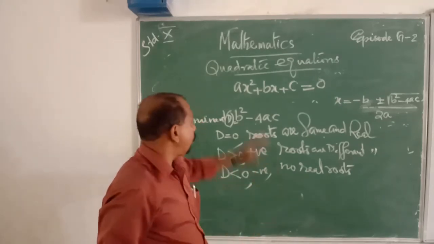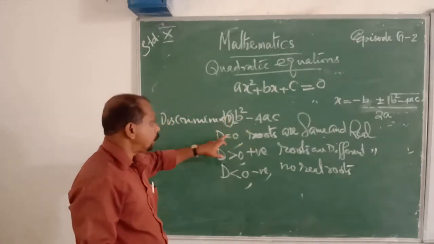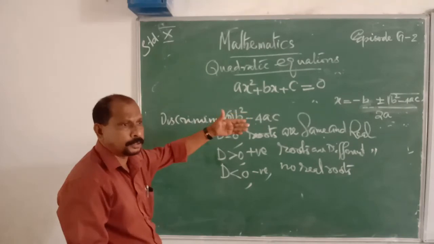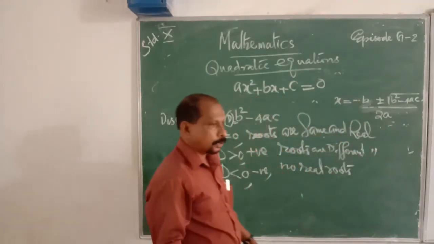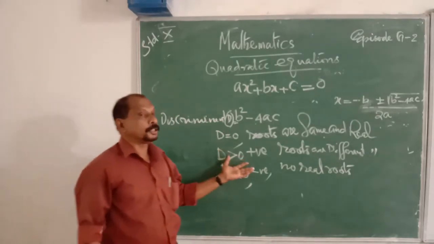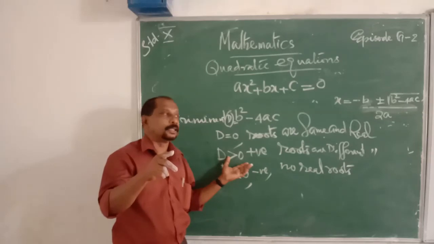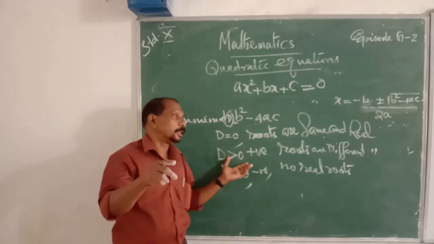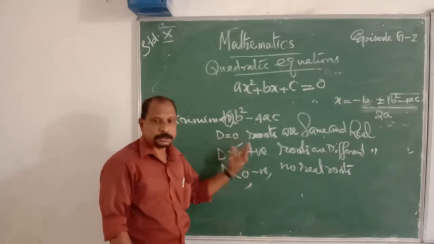we consider only the discriminant. It is b square minus 4ac. If D is equal to 0, that means b square minus 4ac is 0, which implies that there is only x equal to minus b by 2a. Therefore, the roots are real and the same. If D greater than 0 means positive. For example, we take x square minus 6x plus 9, b square minus 4ac is 36 minus 36, that means 0.